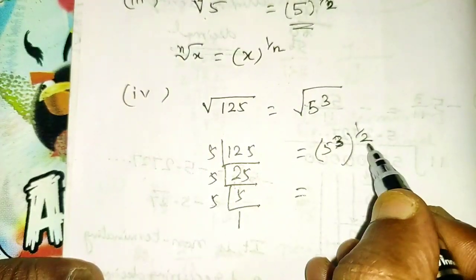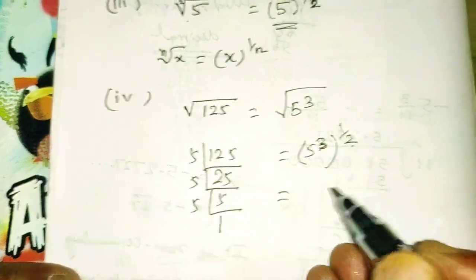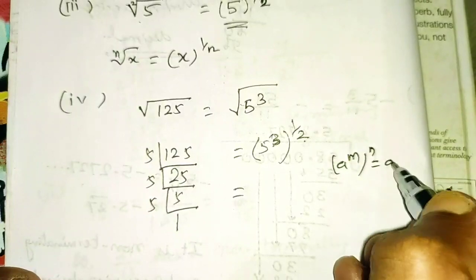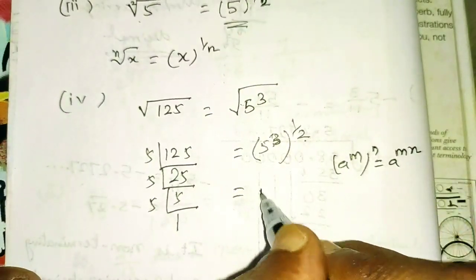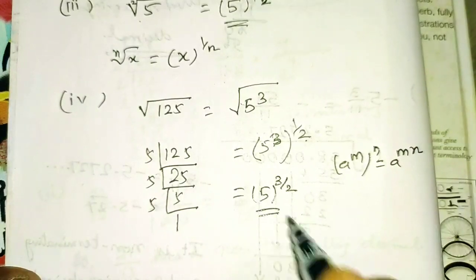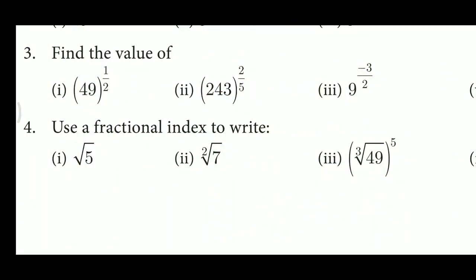When the powers have one more power, we have to multiply those two powers. This is in the form of a power m whole power n is equal to a power mn. Like that, 5 power 3 by 2. Now this is in the form of 5 power n. Do the second sum as homework. We will see the third sum.